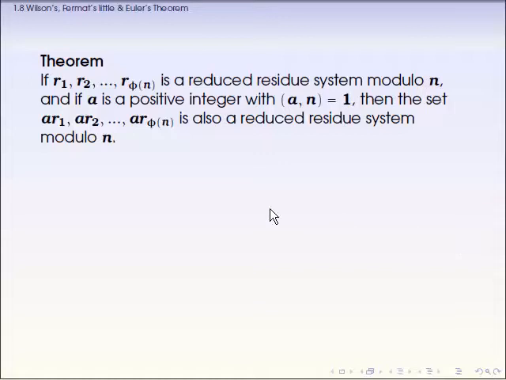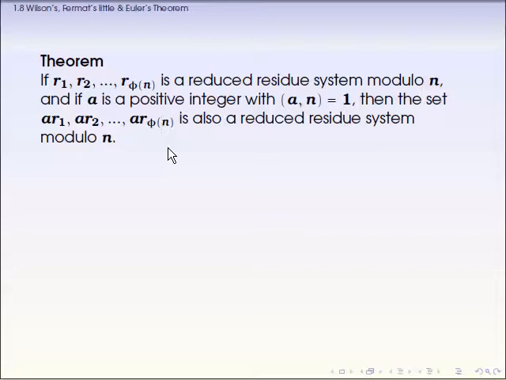We already proved a very similar theorem about residue systems, and in this theorem we want to show that the same thing happens for reduced residue systems. Let's say r1 through r phi of n is a reduced residue system modulo n, and the condition is a is a positive integer which is relatively prime with n. Then this new set, a r1, a r2, up to a r phi of n, is also another reduced residue system modulo n.